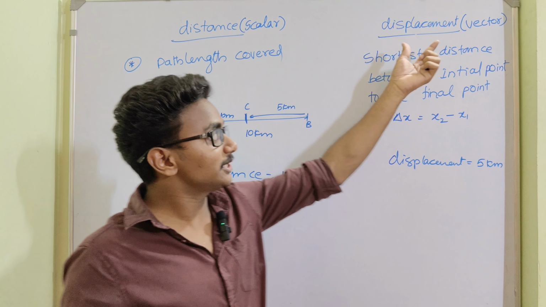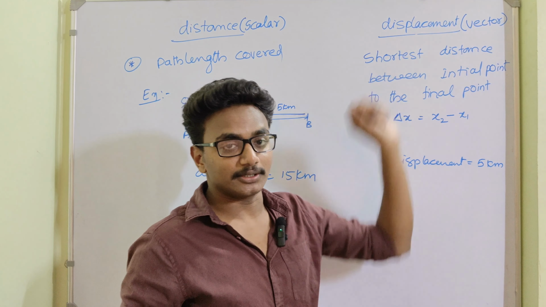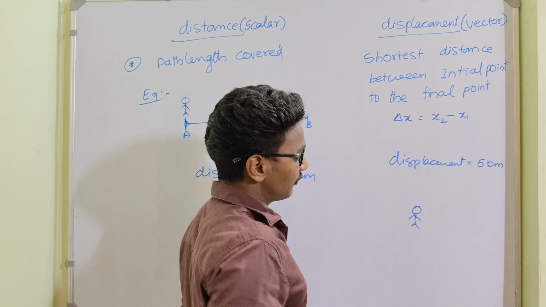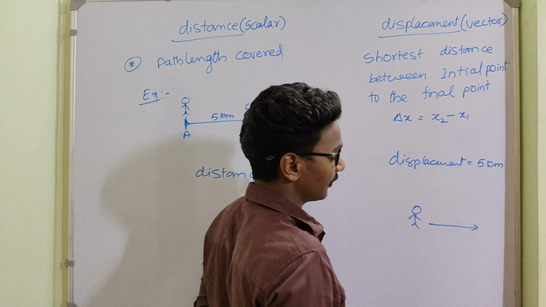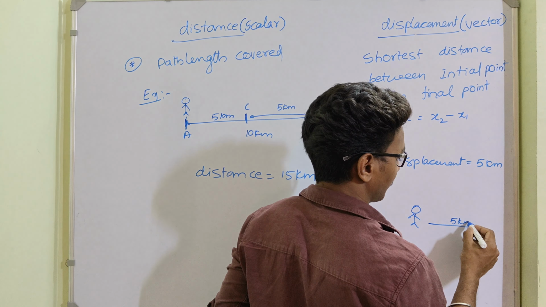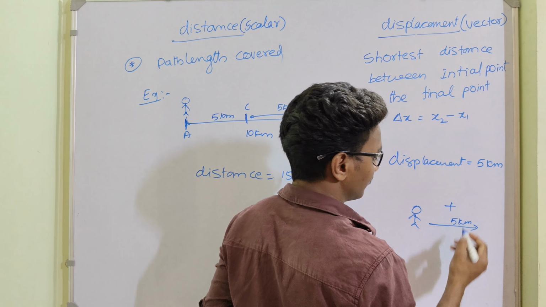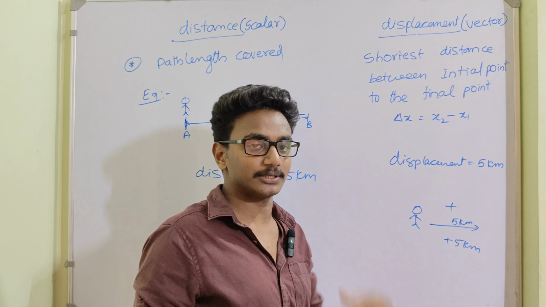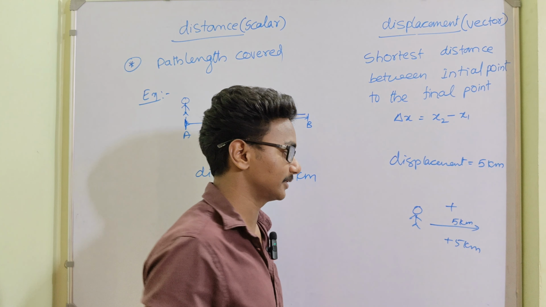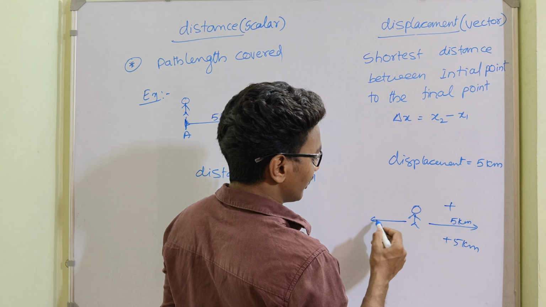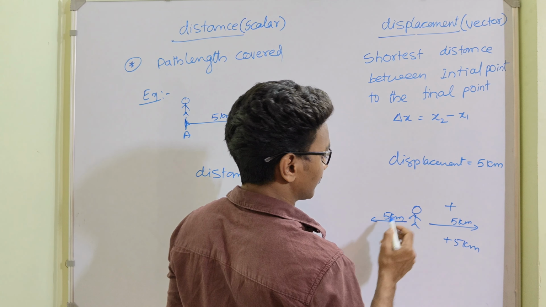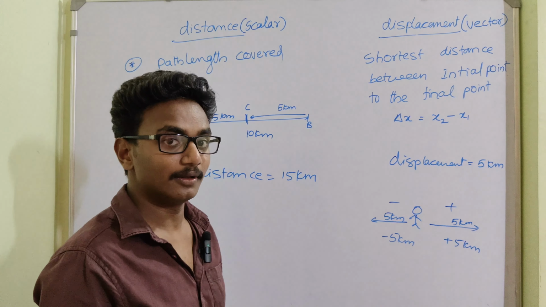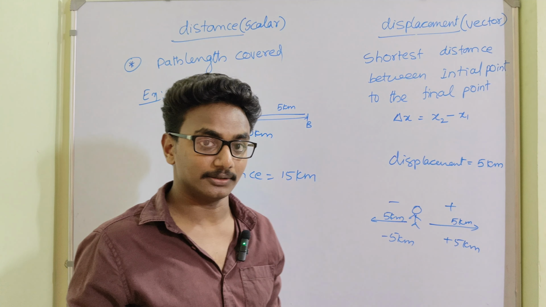One more thing, displacement depends on direction, right? Because it's a vector. If you are moving in this direction, 5 kilometers, this becomes a positive 5 kilometers because this direction we are taking as positive along the positive x-axis. If you move the same 5 kilometers in this direction, this becomes negative 5 kilometers because displacement depends on direction.